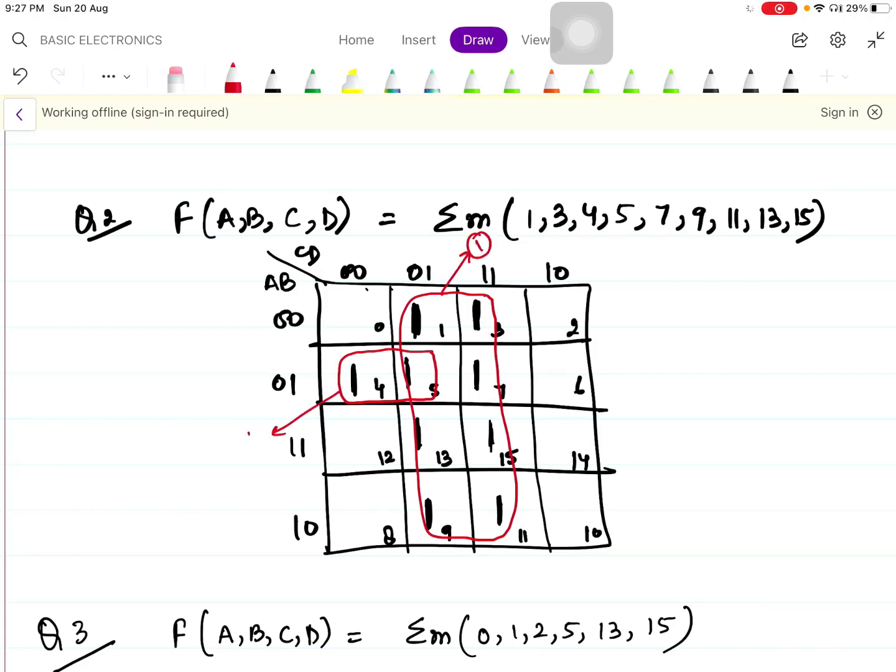And this is the second group. Now let's write down the answer for the first group. When we go to AB, we will not find anything common. Then we will go to CD and we will find common D. I hope you can see.